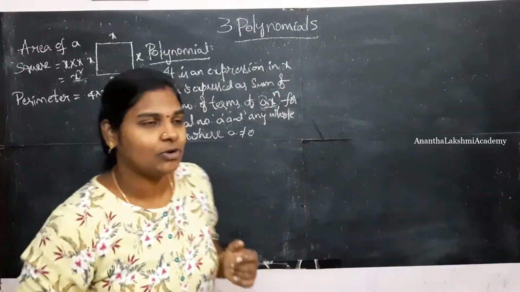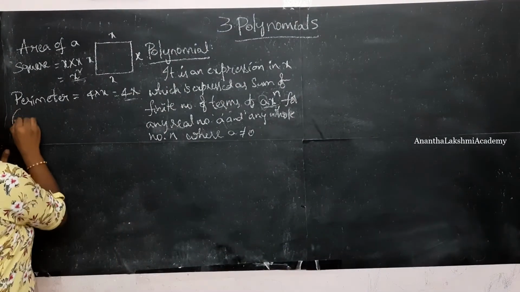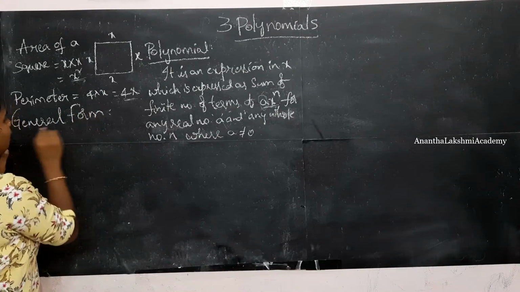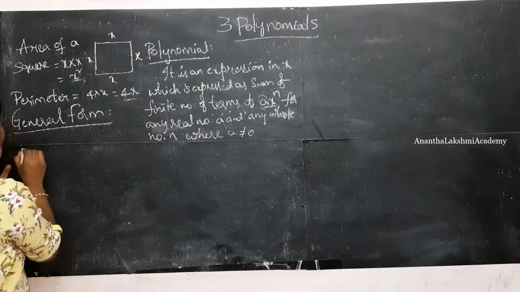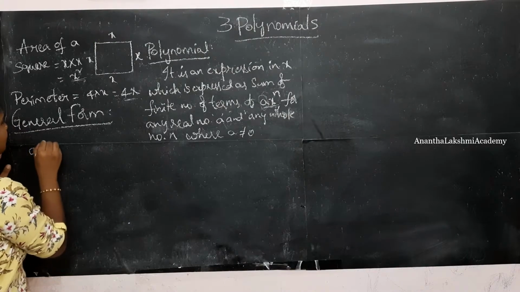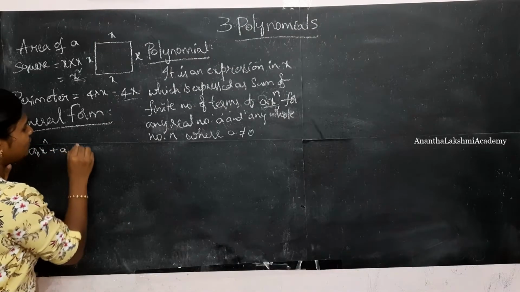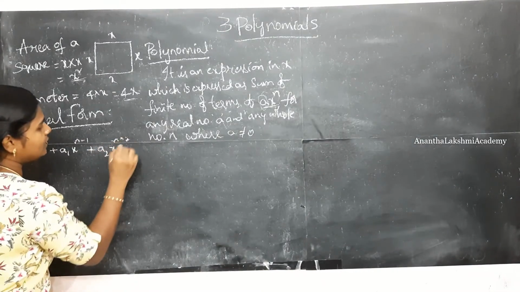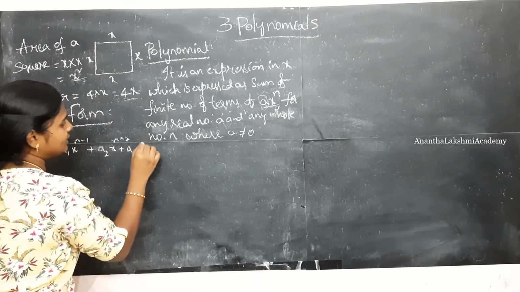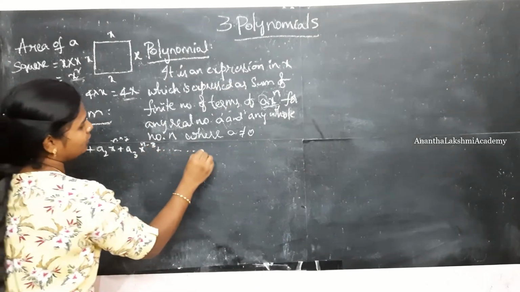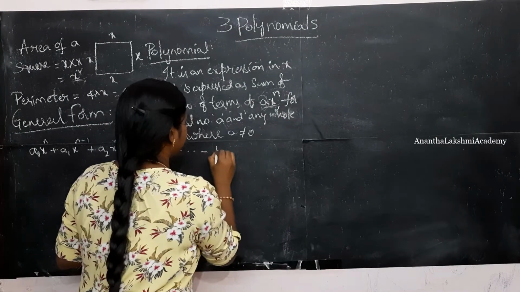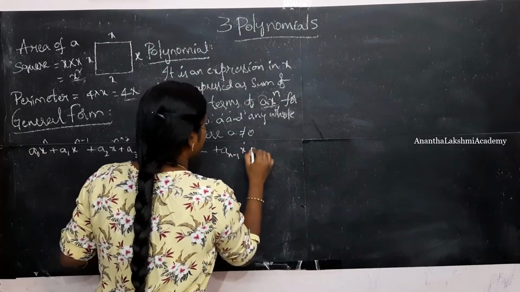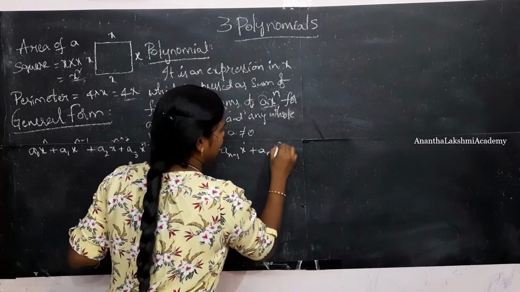Let's go to the form of a polynomial. The generalized form of a polynomial, the general form, is a naught into x power n plus a1 into x power n minus 1 plus a2 x power n minus 2 plus a3 x power n minus 3 plus, and so on it goes, plus an minus 1 x power 1 plus an into x power 0.